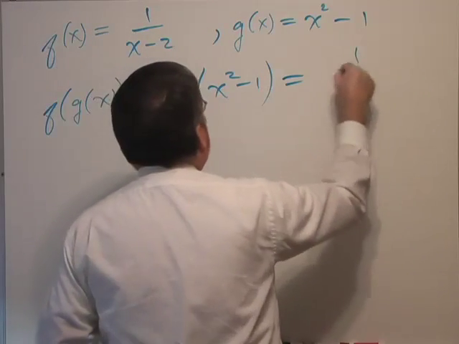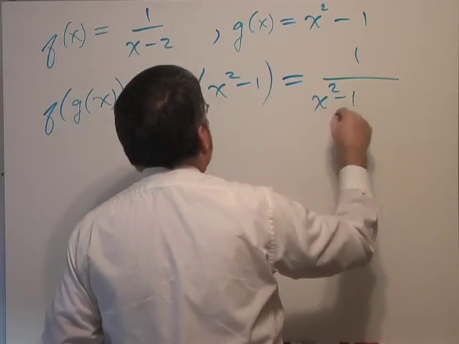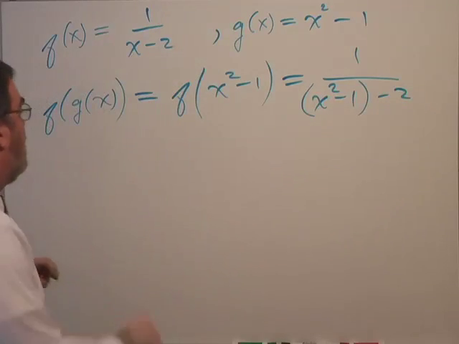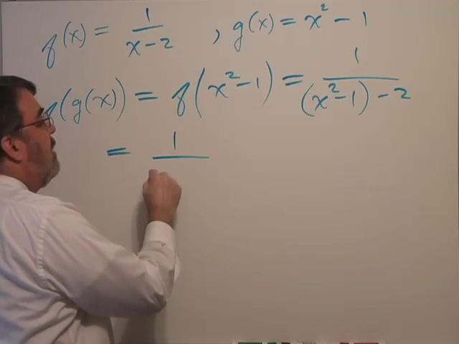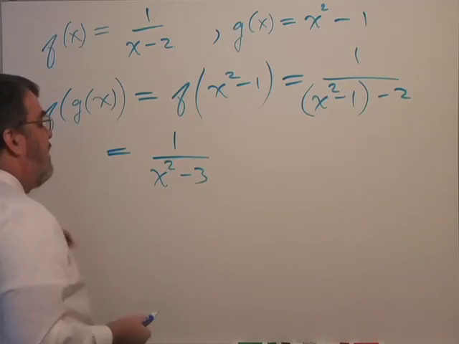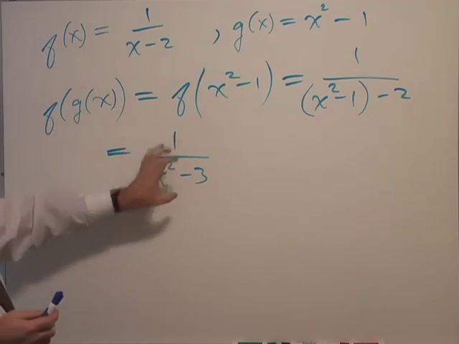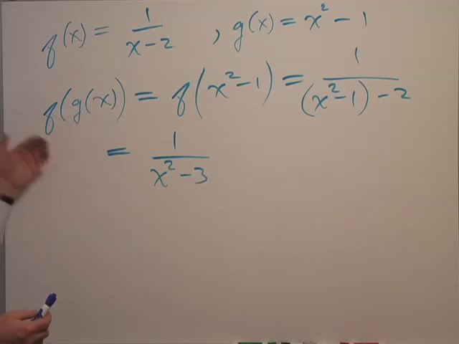with x squared minus 1. So this becomes 1 over x squared minus 1, and then minus the other two. And then we can simplify a little bit, so it's 1 over x squared minus 3 is the outcome there. So this is the combined composite function f of g of x.